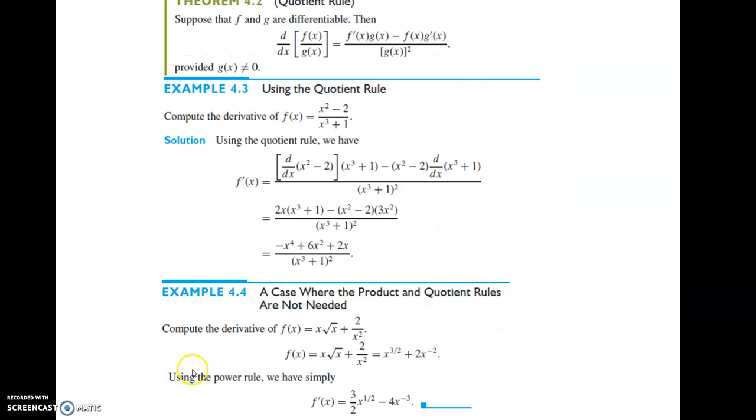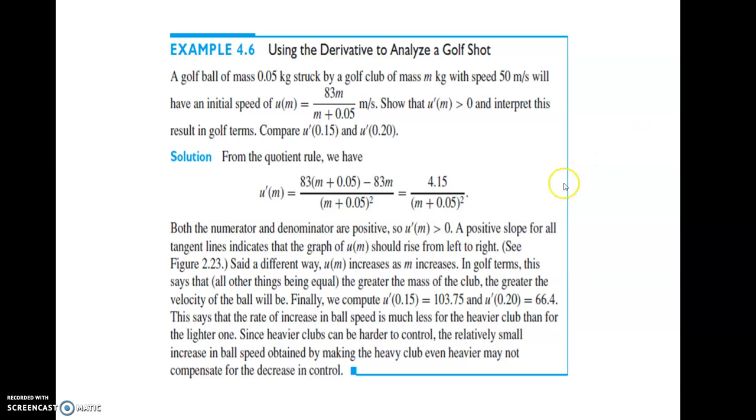So what is the meaning here? A positive slope for all the tangents indicates that the graph should rise from left to right. So you know that when the slope is positive, the graph is always increasing from left to right. If it is negative, it is decreasing from left to right. So what it says is that u increases as m increases, because this is positive.